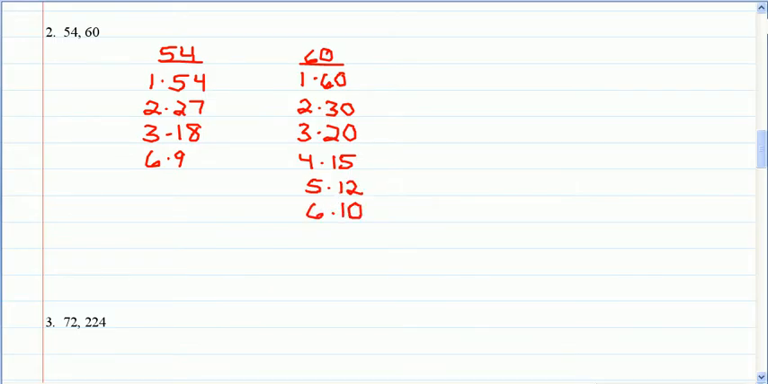So I'm just looking for two numbers that multiply to 60, and I just go in order until I get to a repeat, 6 and 10, and the largest number on this list is the number 6. So you always want the largest number when you're finding the greatest common factor.